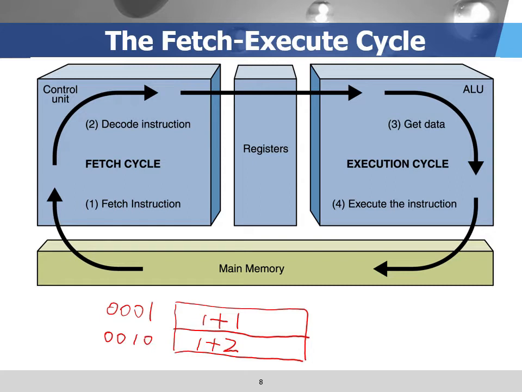First of all, the program counter register will be set to the address of the first instruction. So the address is 0001. Then the CPU will fetch the instruction from this location. It fetches the instruction from the main memory, which is here, to the IR register.